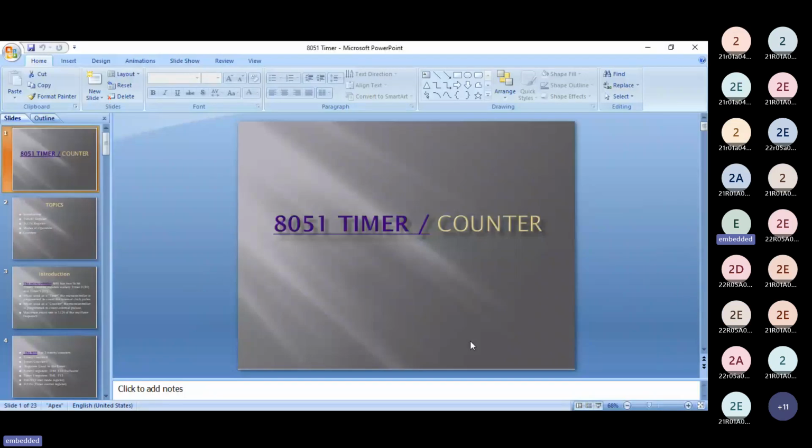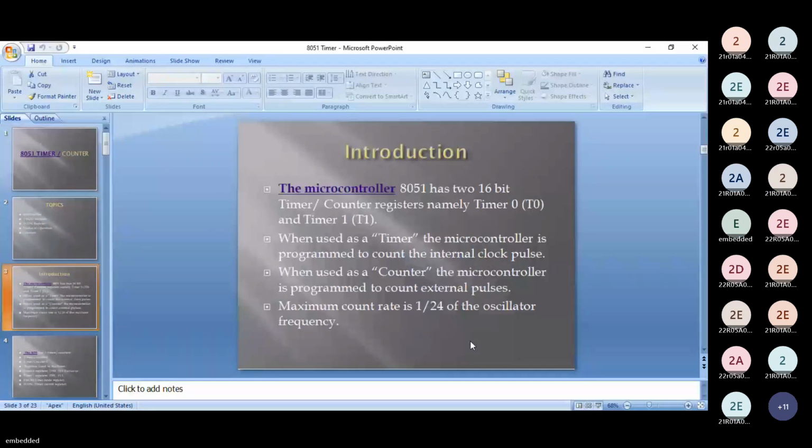So our next topic is about 8051 timers or counters. Let's start from the introduction. The microcontroller 8051 has two 16-bit timer or counter registers, namely Timer 0 and Timer 1. These are also known as T0 and T1. When used as a timer, the microcontroller is programmed to count the internal clock pulses. When used as a counter, the microcontroller is programmed to count the external pulses. The maximum count rate is 1/24 of the oscillator frequency, so the count rate depends on the oscillator frequency.